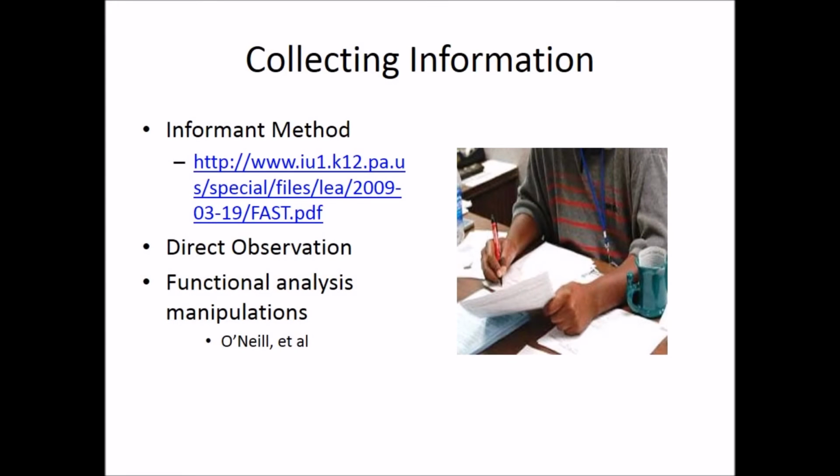O'Neill and Horner outline 3 ways to collect information for a functional behavior assessment. The first is the informant method. A questionnaire is useful here, and there's a good example titled Functional Assessment Interview, or FAI, in the O'Neill book. There are many other forms available and can be easily accessed on the internet.